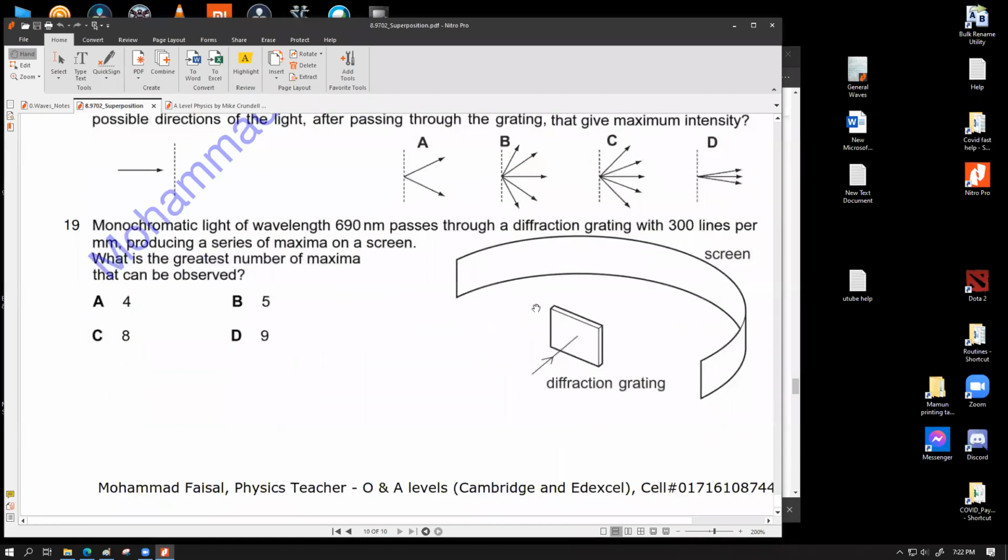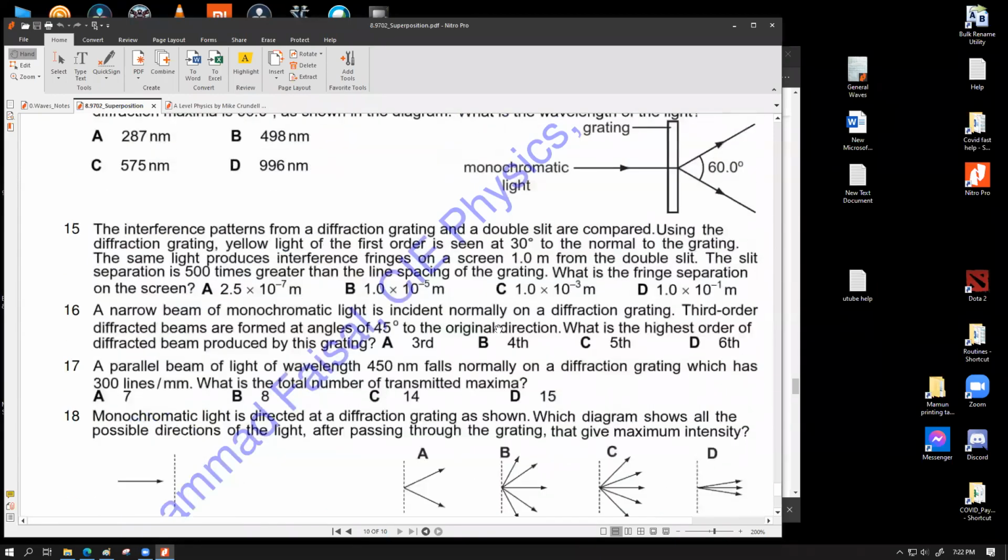The value of n is 4, but the correct answer will not be 4. The correct answer is 9, because they are asking what is the greatest number of maxima that can be observed. That should be 9, including the central maxima. Beautiful.